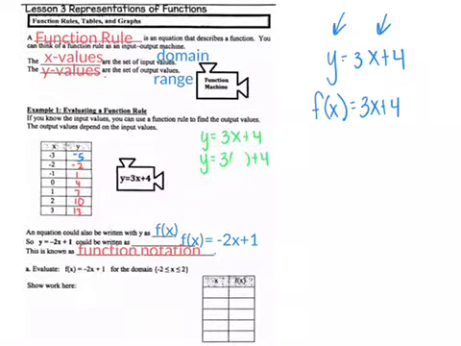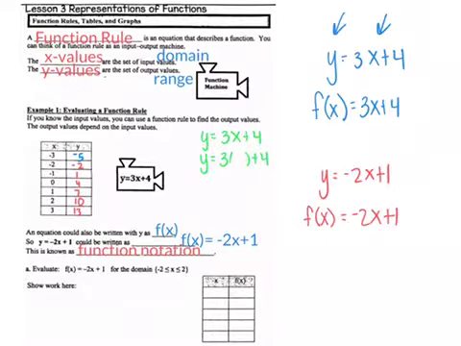The example it gives us here is an equation y equals negative 2x plus 1. In function notation, this would just be f of x equals negative 2x plus 1. And these say the exact same thing. It's just a different way to present our functions.